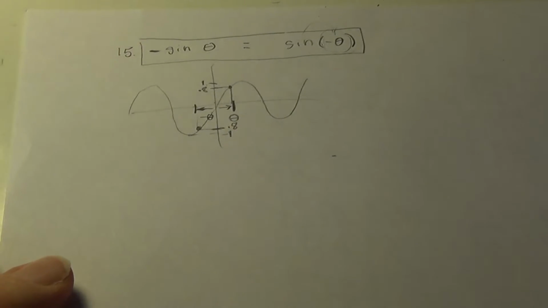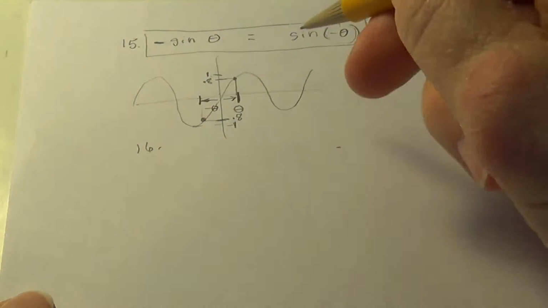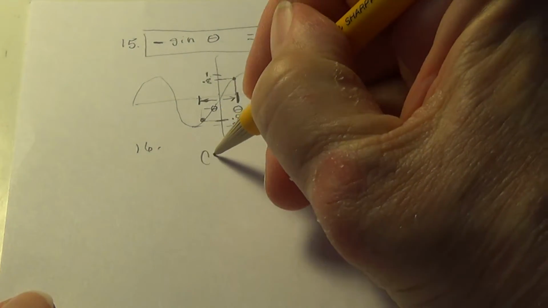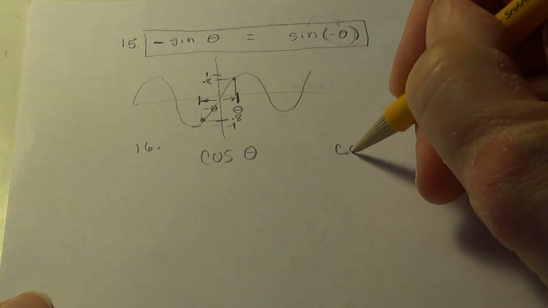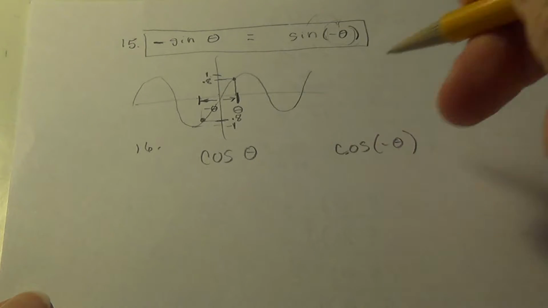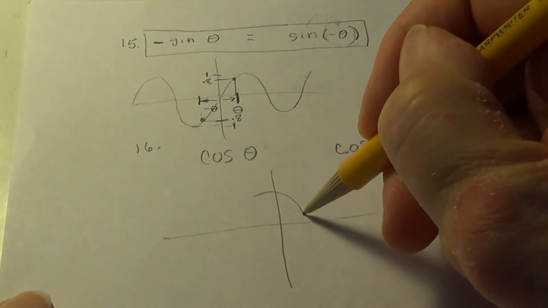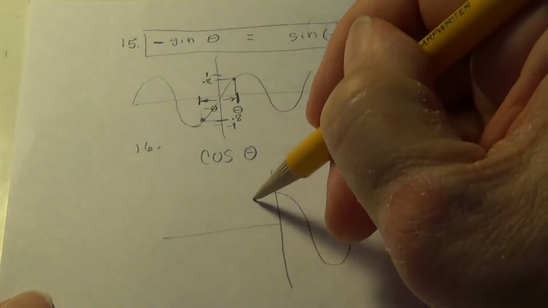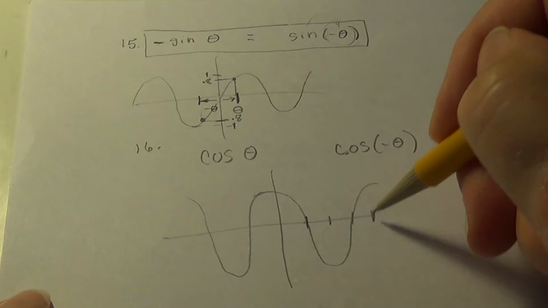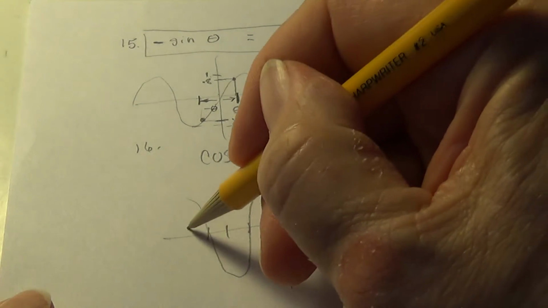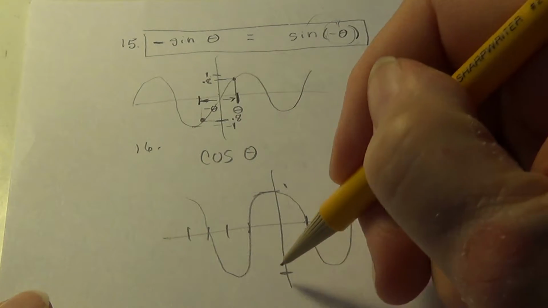So on number 16, we're going to do the same thing with the cosine. How does cosine theta relate to cosine of a negative angle? Can you do the same kind of evaluation that I just did? This time we need a cosine curve. Alright, even a rough one, we know it's going up to 1 and down to -1.